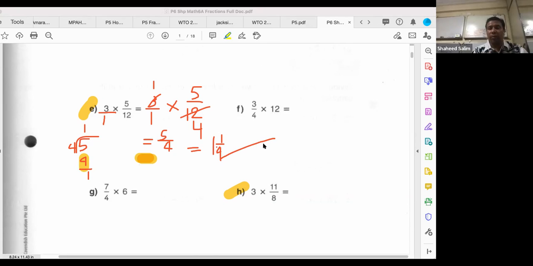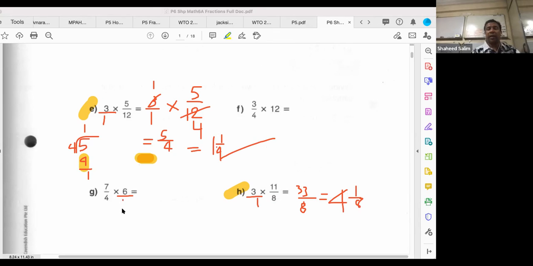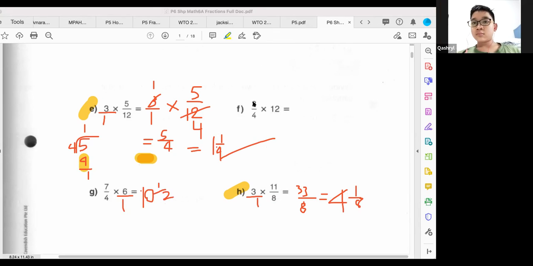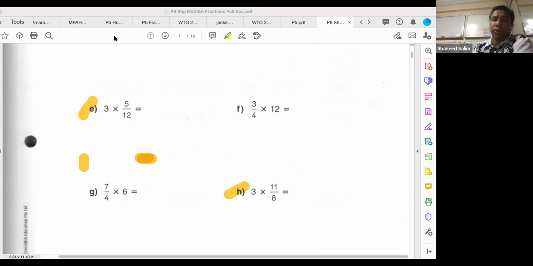Okay, so 3 1/8. This one is the same thing, put over down here. You cannot cancel anything. 3 times 11, 33. 1 times 8, 8. So 33 divided by 8, 32 can divide. You get 4 and 1. Okay, this one I just give the answer, 10 and a half here. I won't go through these two. And this one is how much? 9 whole. Well done. If you can get it, okay. If you can't get it, you must watch the video.